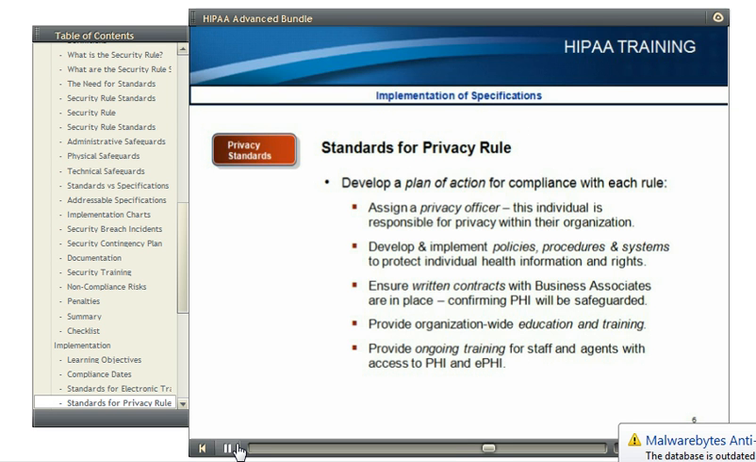Standards for privacy rule. Develop a plan of action for compliance with each rule. Assign a privacy officer. This individual is responsible for privacy within their organization. Develop and implement policies, procedures, and systems to protect individual health information and rights. Ensure written contracts with business associates are in place, confirming PHI will be safeguarded. Provide organization-wide education and training. Provide ongoing training for staff and agents with access to PHI and ePHI.